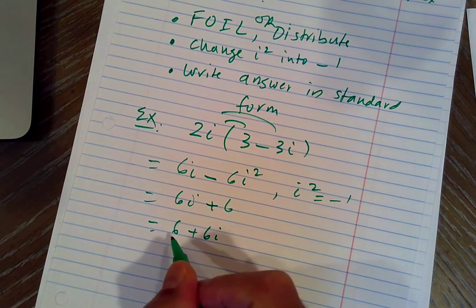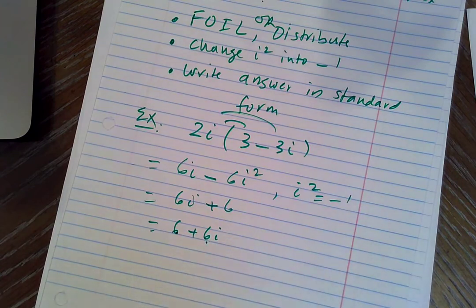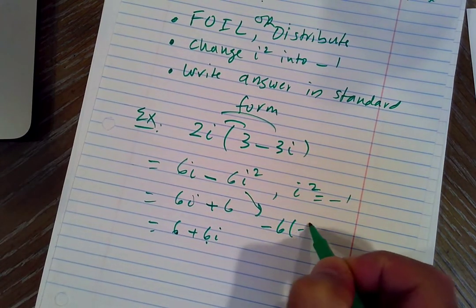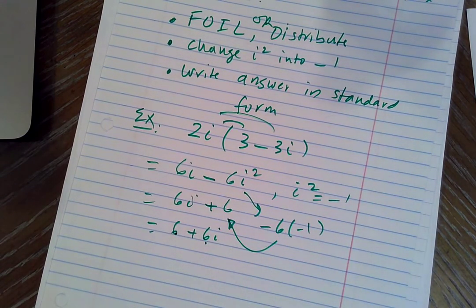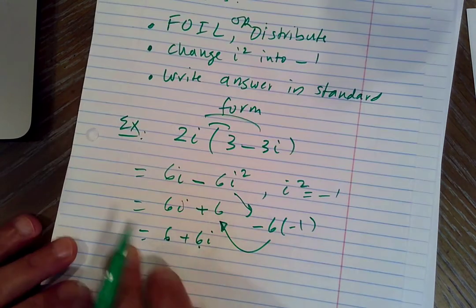Always write your answer in standard form. Standard form meaning real part, then i part. And if you look at this, -6 times -1 is giving you the 6, in case you didn't see it. Okay, so this is distributing.